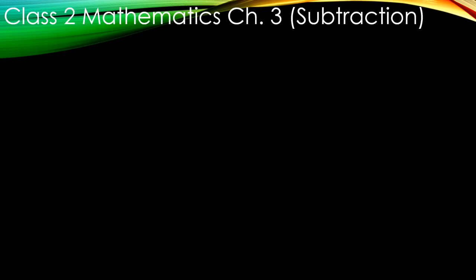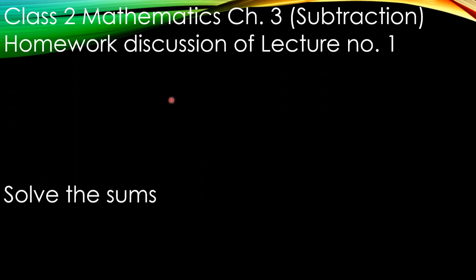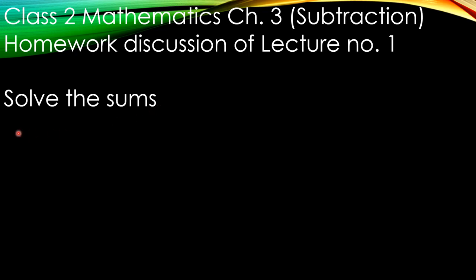Now beta, homework discussion of lecture number 1. Okay? So beta, I gave you sums to solve. Here the first sum is 43 minus 6. So beta, now here we have to subtract 6 from 43. So we will do backward counting. Keep 43 in your mind and open your 6 fingers. Now we will start counting before 43. Let's start: 42, 41, 40, 39, 38, 37. So our answer is 37.